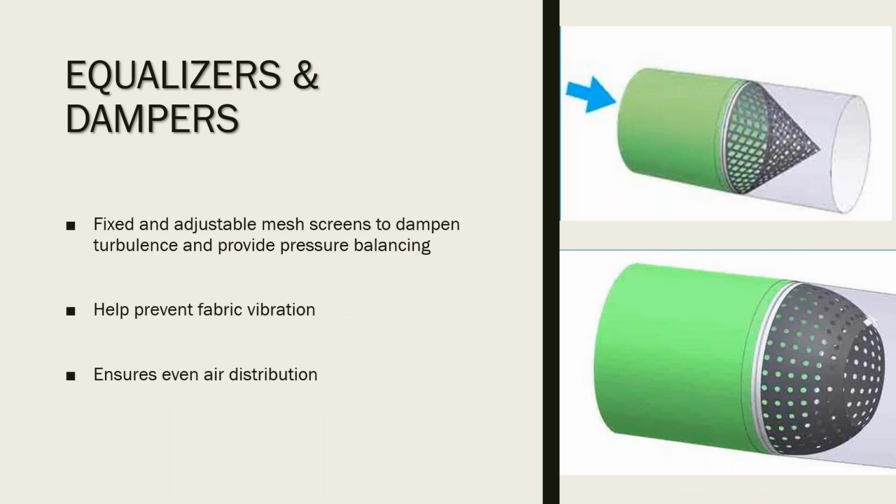Fabric systems can also come with equalizers and dampers. Equalizers can either be fixed or removable. The removable ones are zipped-in components, and they just zip in at the inlet. These help to balance out any type of turbulence and provide pressure balancing.